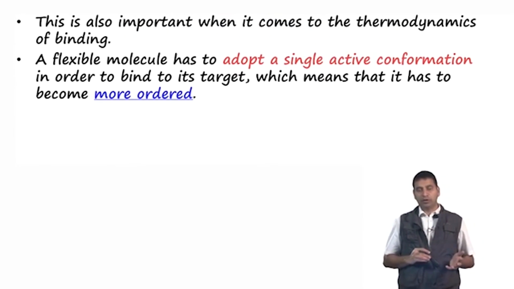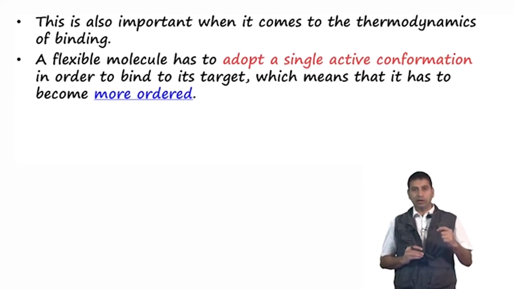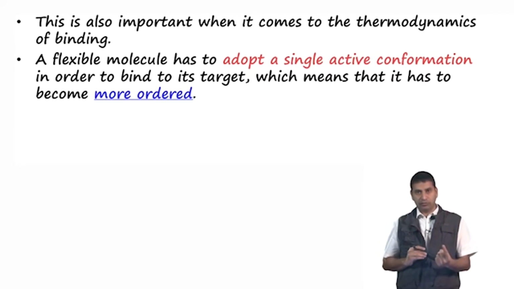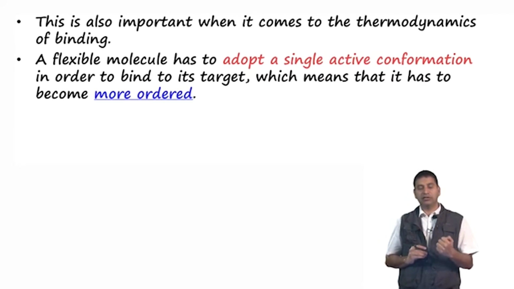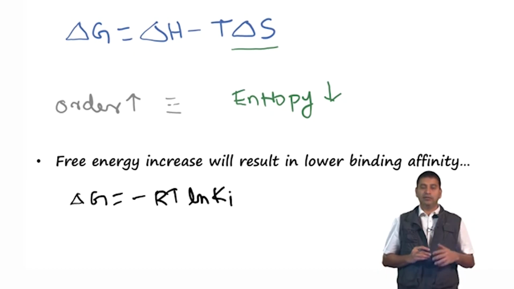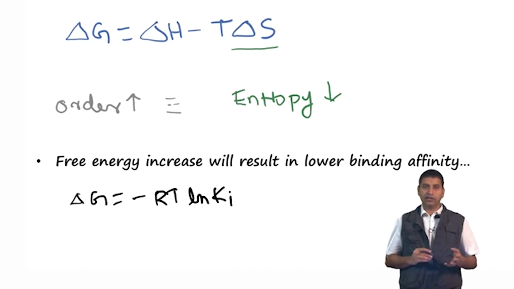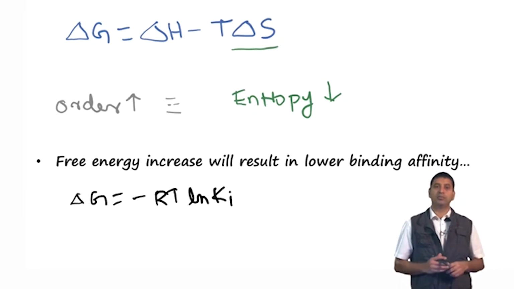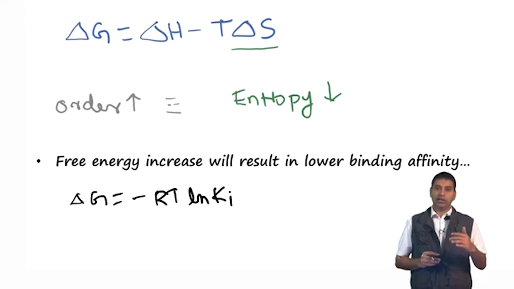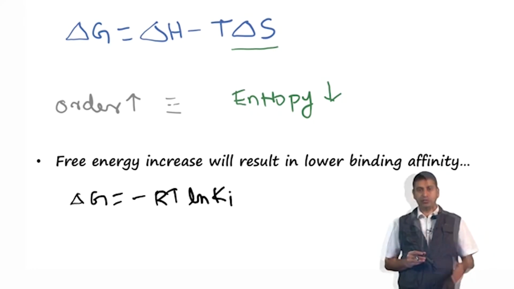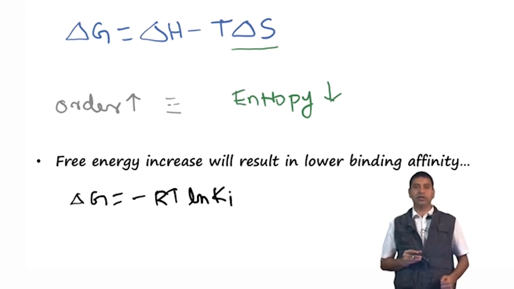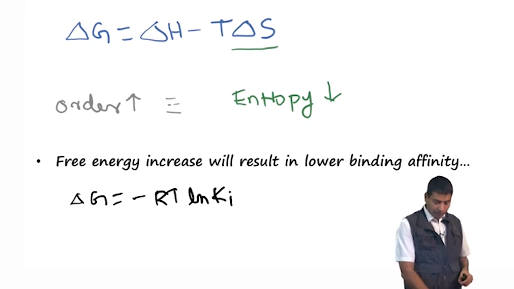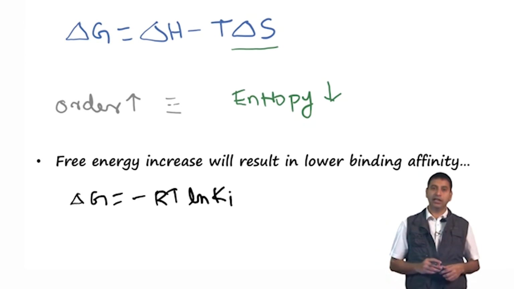It also is important when it comes to thermodynamics of binding. A flexible molecule has to adopt a single active conformation, which means that it has to become more ordered. And we know that delta G is nothing but delta H minus T delta S. So, when order is increased, entropy goes down. This will result in an increase in free energy, because we also know that the free energy is related to the equilibrium constant in the following manner, that is delta G equals minus RT ln K.